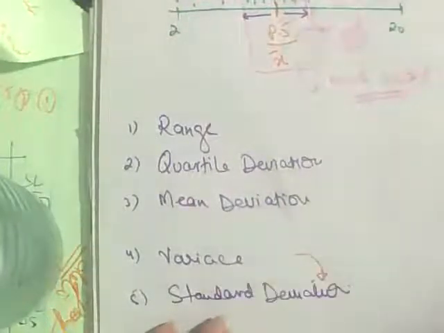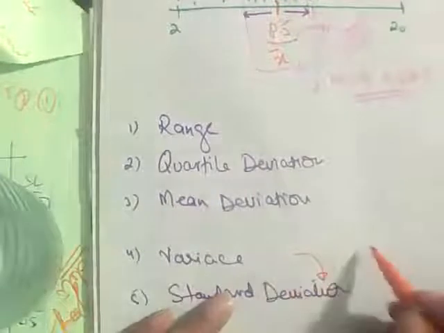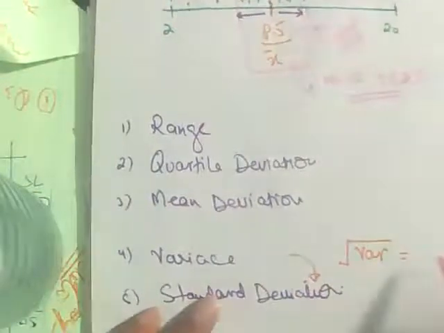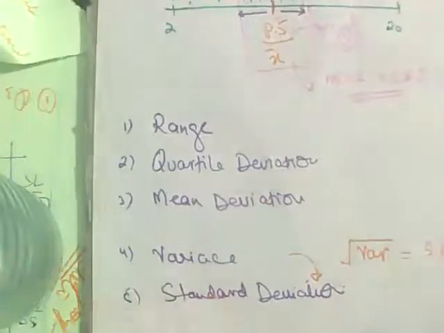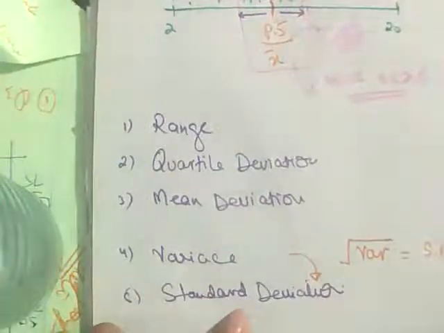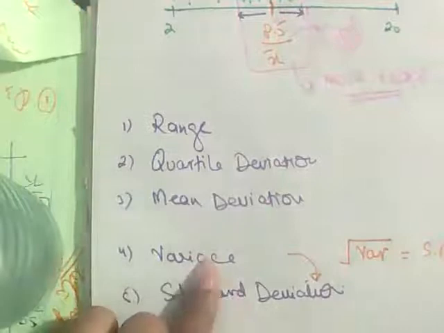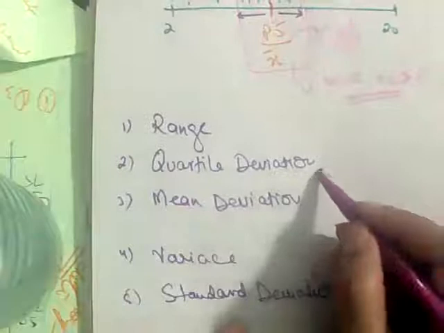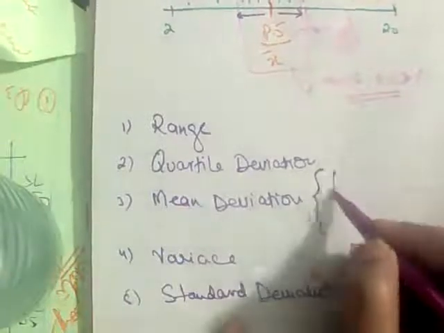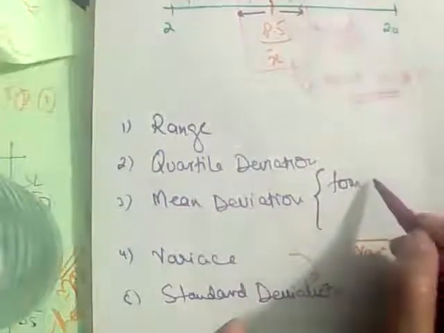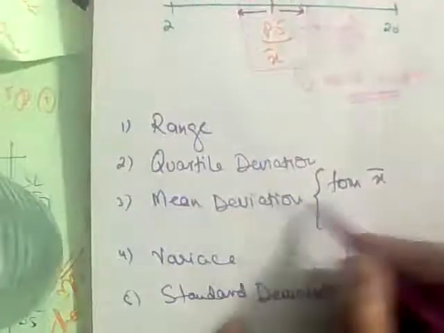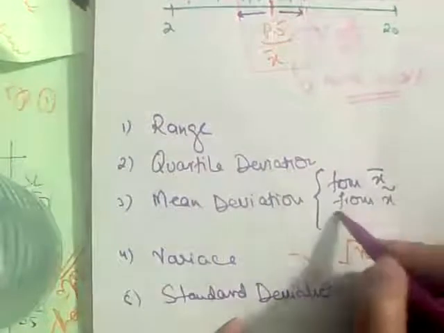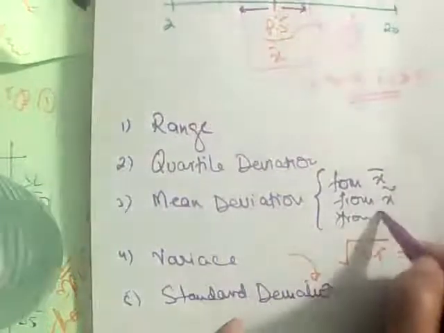Why? Because whatever the answer of variance is, if you take its square root, you will get the answer of standard deviation. So for standard deviation, you do not need to learn anything new. Just take the square root of variance and you will get the answer. And for the mean deviation, it can be mean deviation from mean, mean deviation from median, and the same goes for mean deviation from mode.